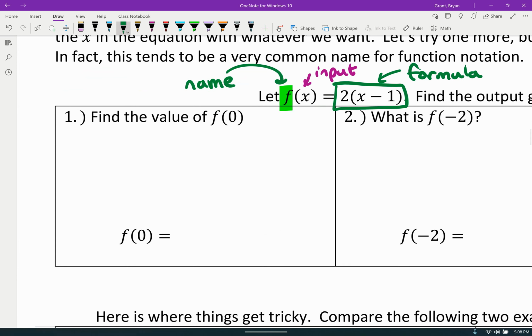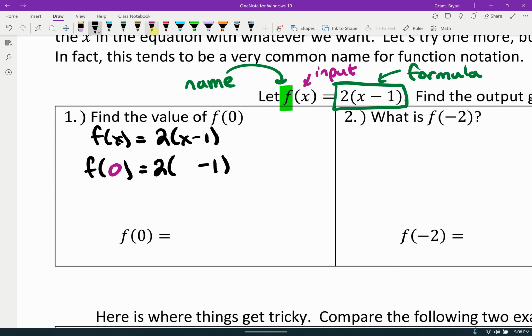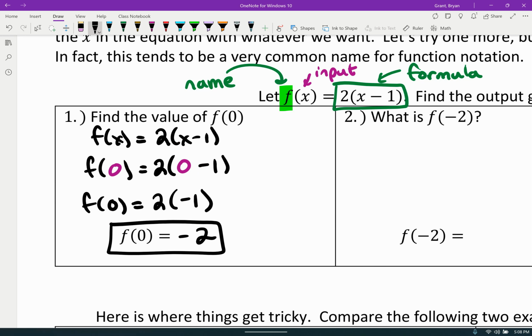So as we look at this, they say find the value of f of 0. Well, we know the overall formula f of x is equal to 2 times x minus 1, and they want us to find f of 0. Okay, to do that, we are going to replace the x, the input, with 0. F of 0 means put 0 into my formula. So f of 0, the answer when 0 is put in, is going to be 2, let's do the parentheses first, 2 times -1, and 2 times -1 is -2. So f of 0 is -2.